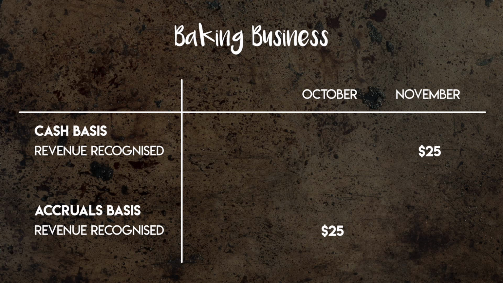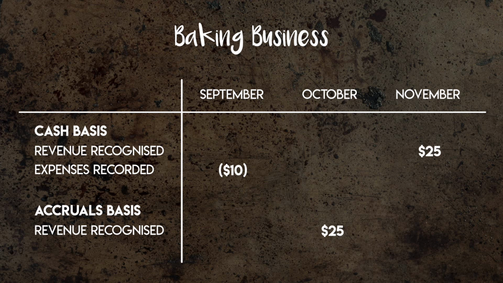Now, let's also imagine that we baked that cake using ingredients that we purchased a month ago in September. Under the cash basis of accounting, we would have recorded the expense in September because that's when we paid the cash for the ingredients. However, using the accruals basis of accounting, we would instead record that expense in October because that's when we sold the cake.